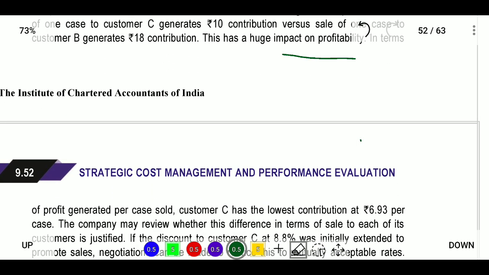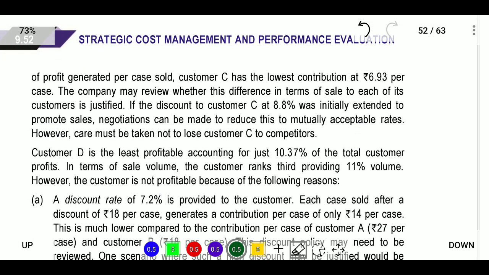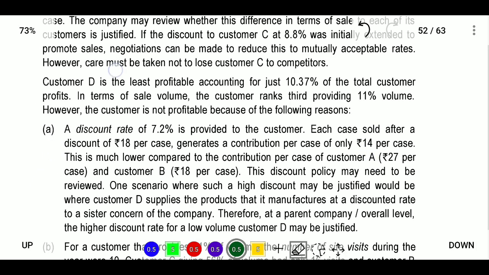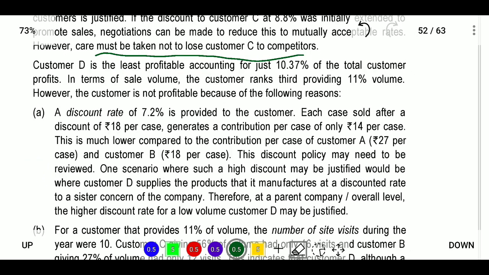When we compare B and C on profit generated per case, customer C has the lowest contribution at 6.93. The company may review this. However, care must be taken not to lose customer C to competitors, because he is the one customer who is purchasing the most quantity.